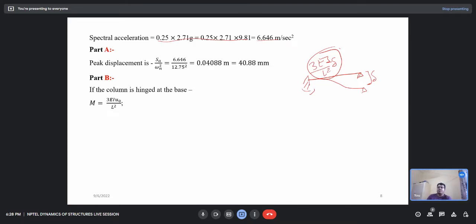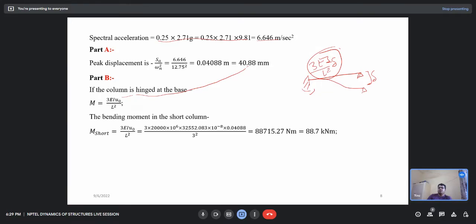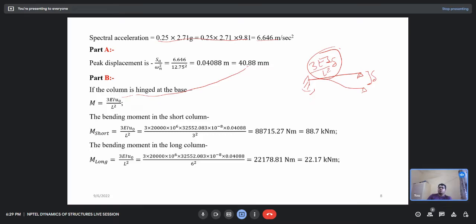That is our bending moment. You can calculate the bending moment simply for both columns, since you have the displacement at the top, the deflection in both columns, which is 40.88 mm. You have the length, the E value and the I value. The bending moment in the short column comes out to be 88.7 kilonewton meter, and for the longer column it comes out to be 22.17 kilonewton meter.